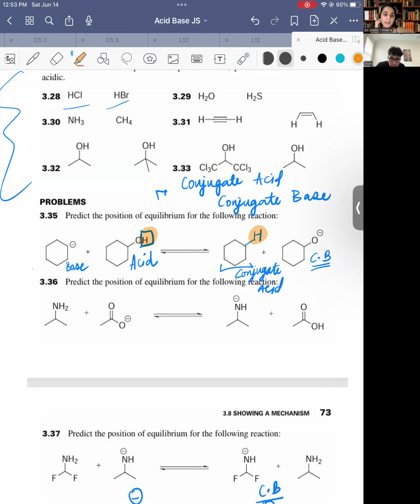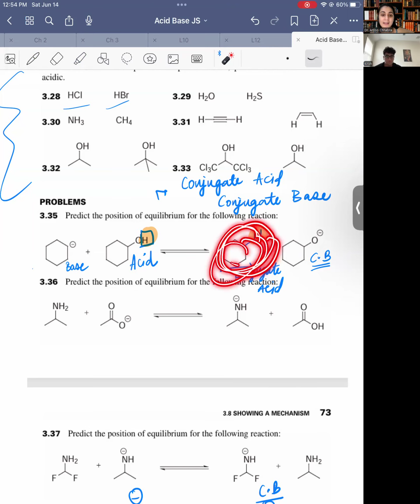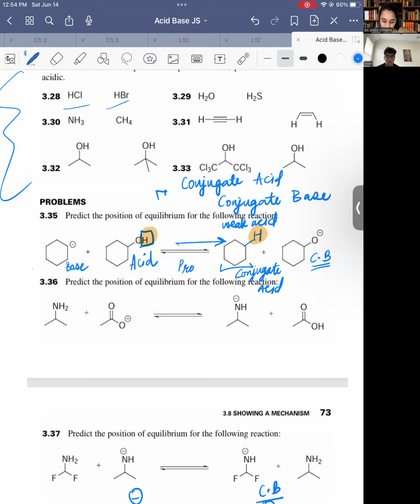So the reaction wants to form species that are weakly acidic, because if they're strong, they would want to react with something else. They would want to give away their hydrogen if they're strong. But if it's weak, it will sit there as it is and will not convert to anything else. So the reaction wants to form acids that are weak. So you have to identify where the weak acid is, and once you've identified it, we go in the direction of that compound. So this will form products.